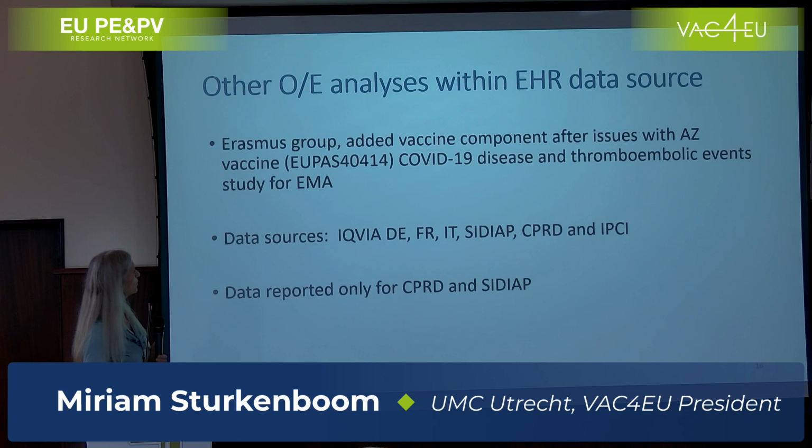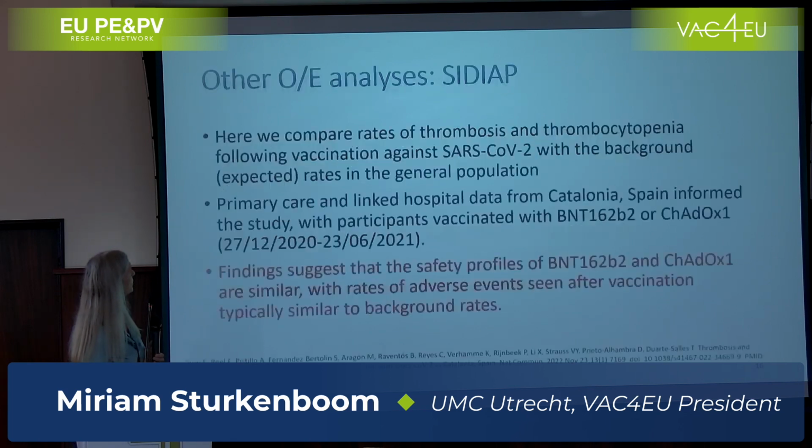Also, the Erasmus group, on top of, I think Catherine pointed out, they were doing a study on the thromboembolic events and added the vaccine component using IQVIA data sources, CDAP and CPRD, as well as IPSI. Data were reported only for CPRD and CDAP, and they were reported separately. So for CDAP, they compared the rates of all thromboembolic events and TTS, and findings suggested that there was no higher observed than expected in the CDAP database for these events.